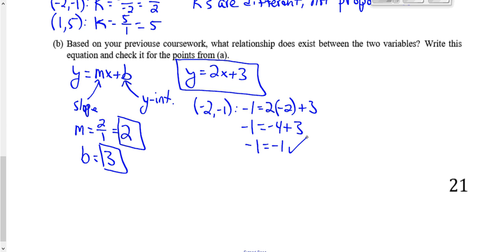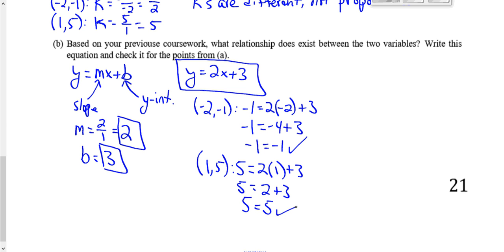What was the other point? 1, 5? 1, 5. Tell me what to write. 5 equals 2 times 1 plus 3. Okay, so 5 might equal 2 plus 3. I bet it does.